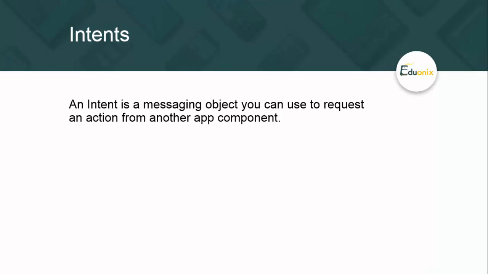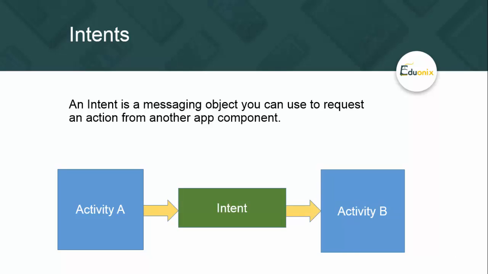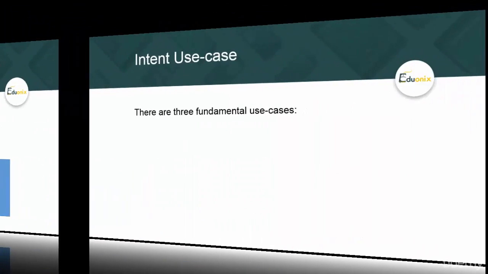Intent is a messaging object that we can use to request an action from another application component. For better understanding, let's take for example Activity A and Activity B. When we want to communicate between Activity A to Activity B, we can use an intent. In the next few slides, let's look at the use cases for an intent.